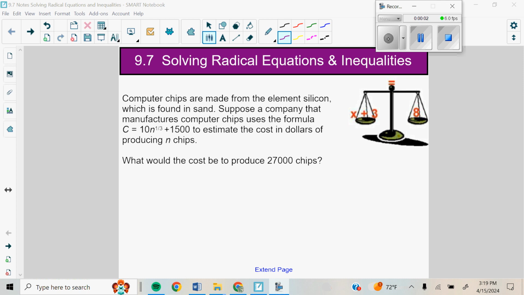Hey, ladies and gentlemen, welcome to 9.7. Today, we are going to solve radical equations and inequalities.